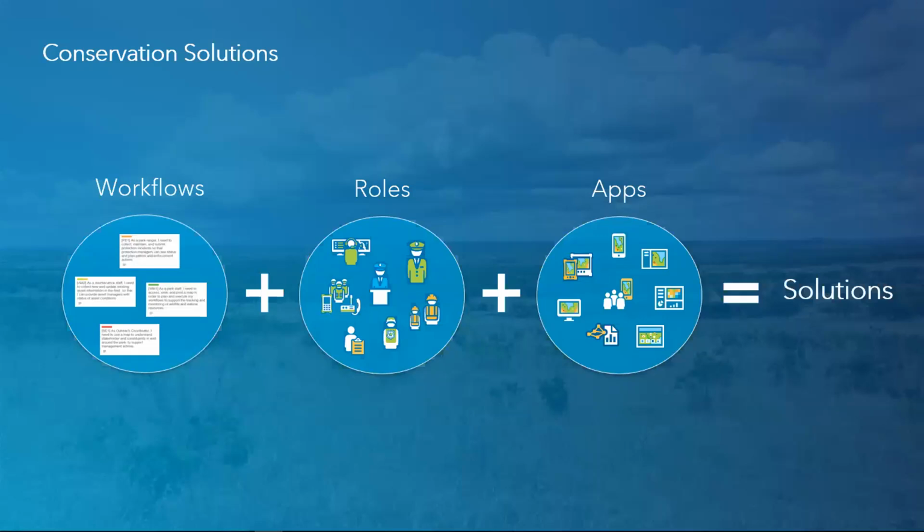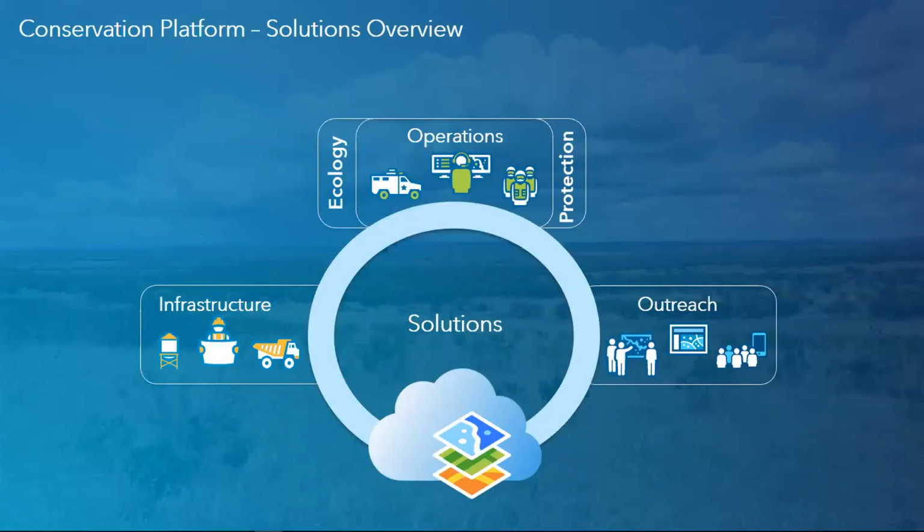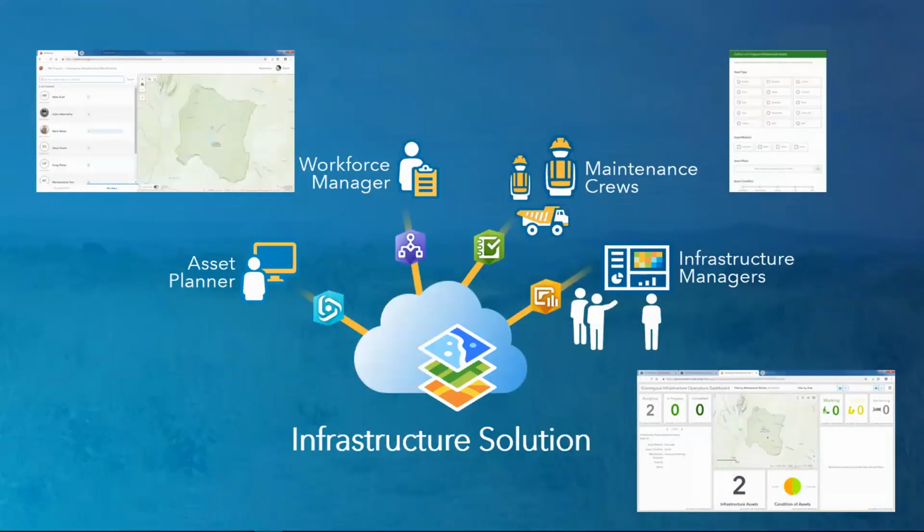So the end user actually gets a solution which directly performs the workflow and task that they're looking to perform. So these all work together. You have a lot of different solutions that work together. You can create solutions for, for example, infrastructure, ecology, protection, or outreach. These are all different solutions that come together. For example, an infrastructure solution might bring together asset planning tools, workforce management tools, and crew maintenance tools. These are all tools that you might put together to create a solution for infrastructure.